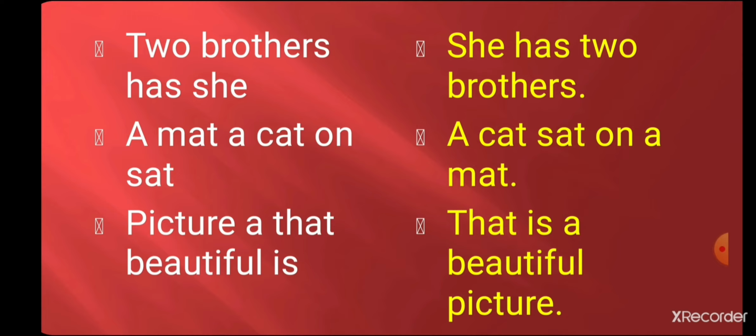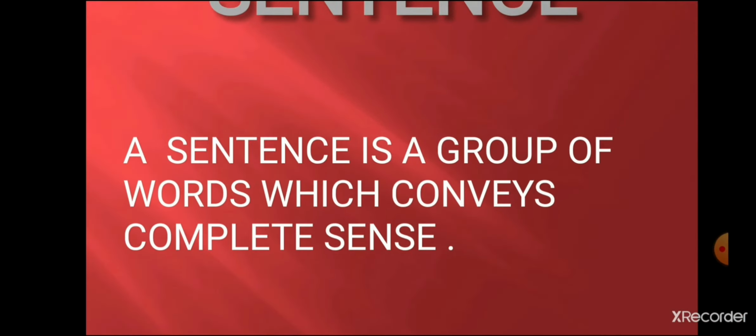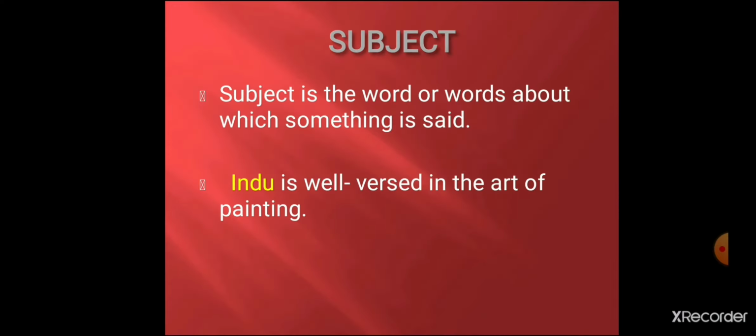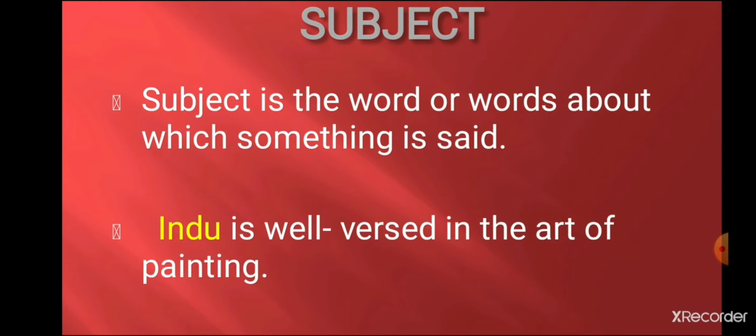A cat sat on a mat. That is a beautiful picture. A sentence is a group of words which conveys complete sense. Now students, what is a subject? Remember that every sentence is made up of two parts. The first one is the subject and the second one is the predicate.